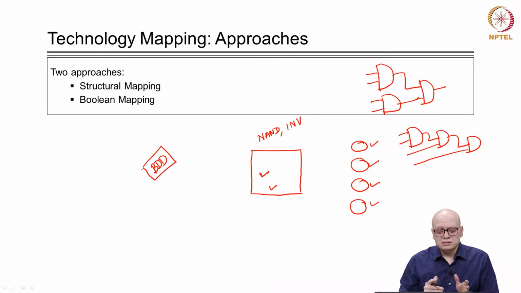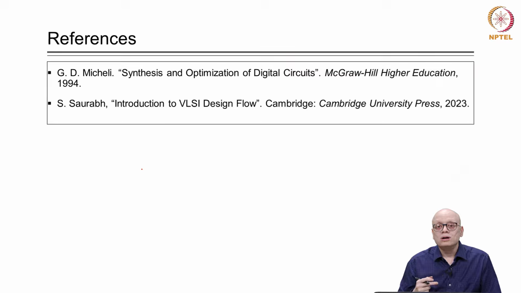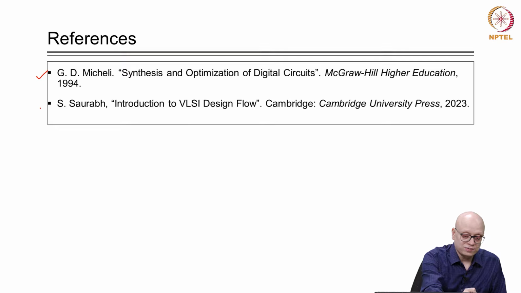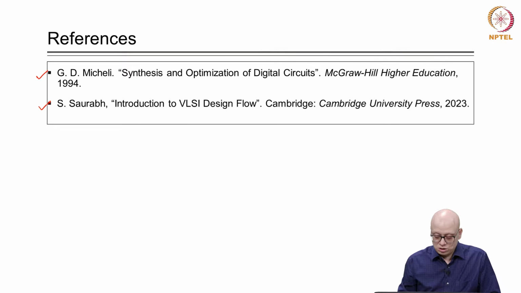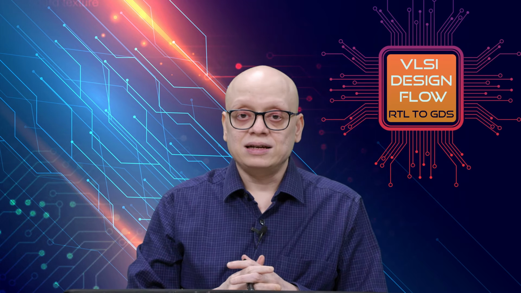Now, the exact algorithms, or rather the algorithmic description of technology mapping, is outside the scope of this course. So, we will not be discussing these things further. However, if you want to know more detail of technology mapping, I suggest that you go to these references. So, let me summarize what we have done in this lecture.